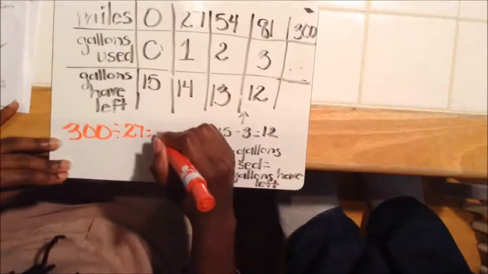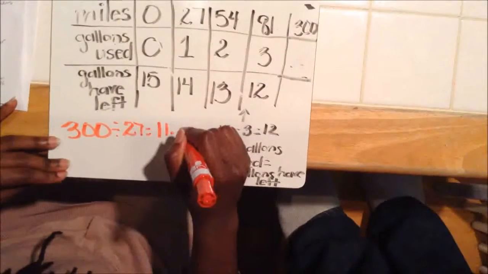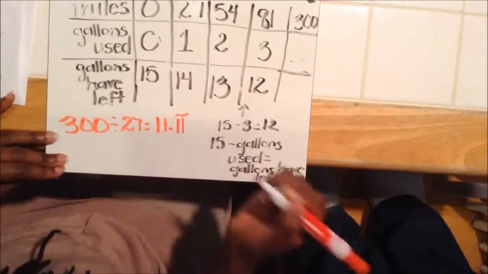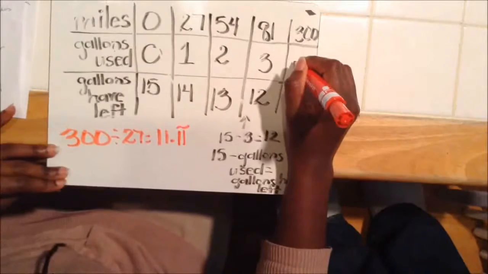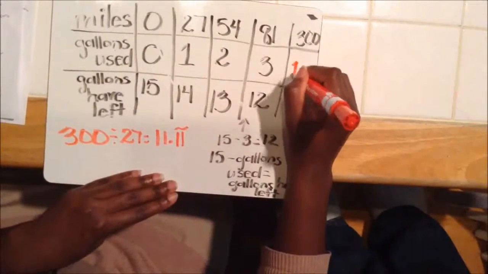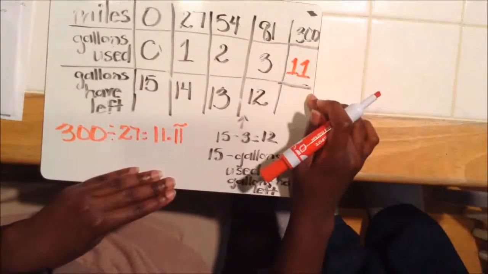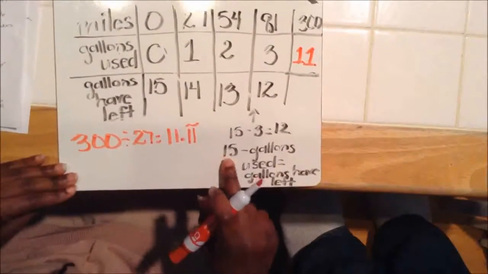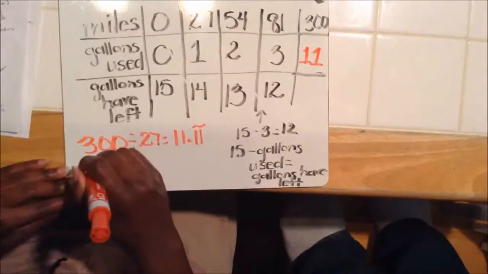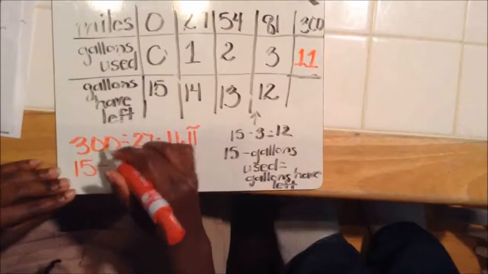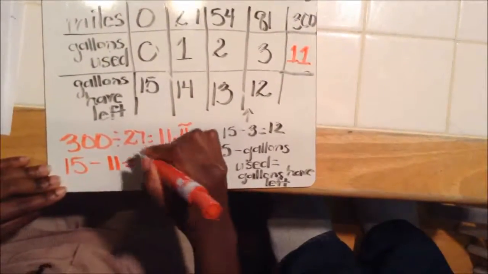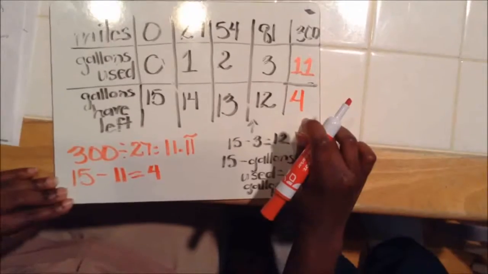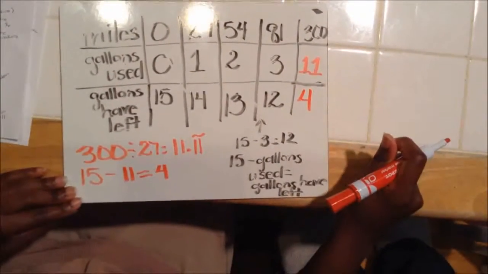And when I put that in my calculator, I got approximately 11.11 gallons. So I'll round this to approximately 11. And I've used 11 gallons. But if I want to find out the amount of gallons I have left, I use this equation, 15 minus the gallons used. So that's going to be 15 minus 11. And 15 minus 11 gives me 4. So I have approximately 4 gallons left after I've driven 300 miles.